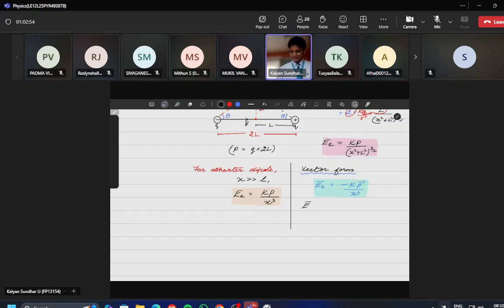So the electric field will be directed opposite to the dipole p bar, which is of the dipole.